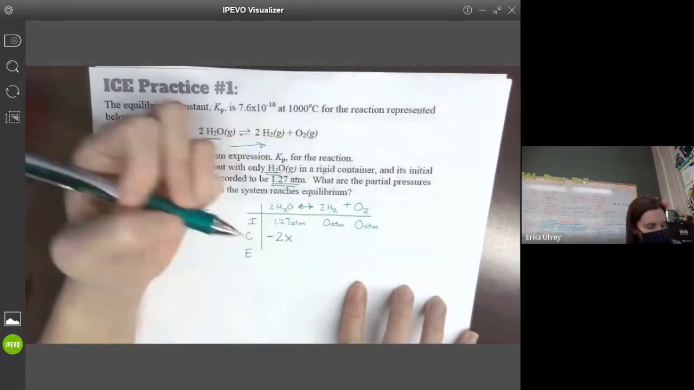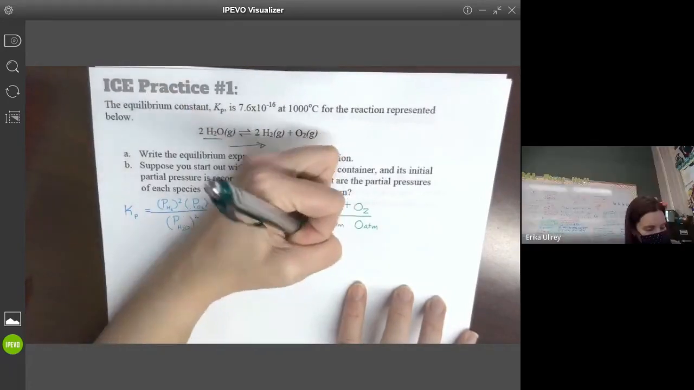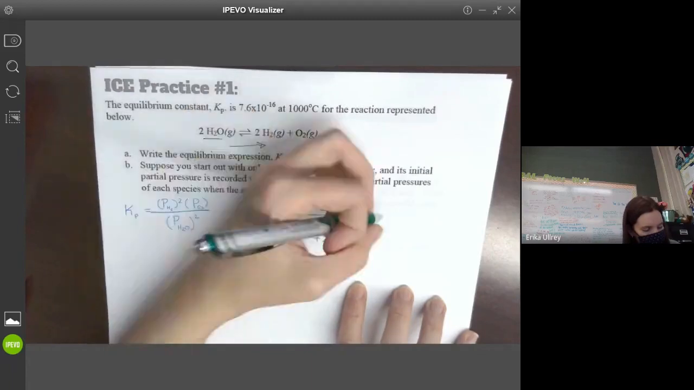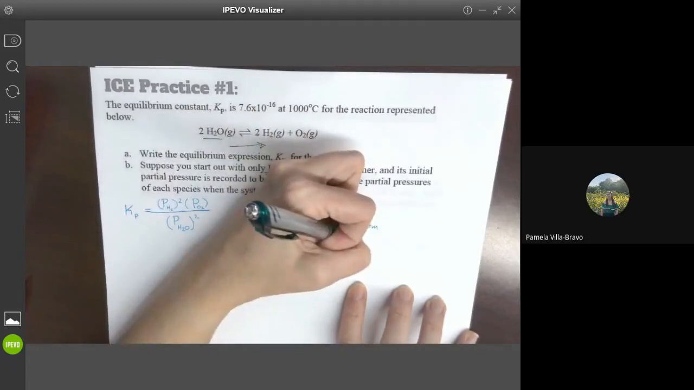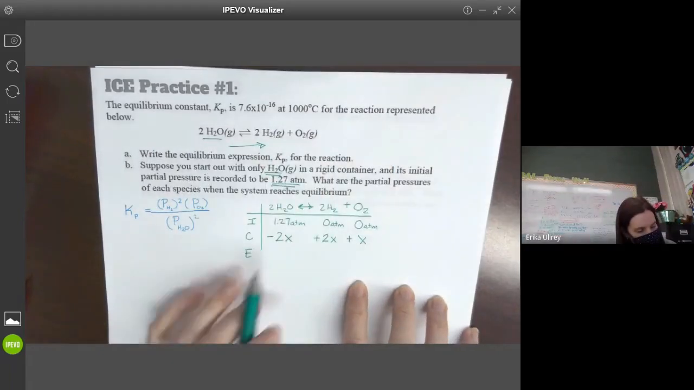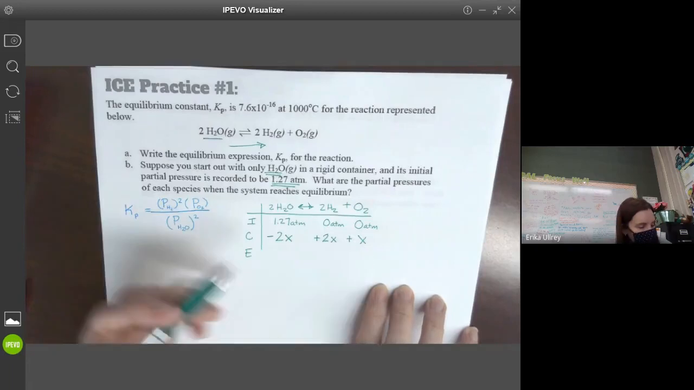So what is it going to be for the hydrogen? Subtracting or adding? Adding 2. Yep, 2x. And then what is it going to be for O2? 1 addition. Yep, so 1x. Okay, so we have minus 2x, adding 2x, and adding x.